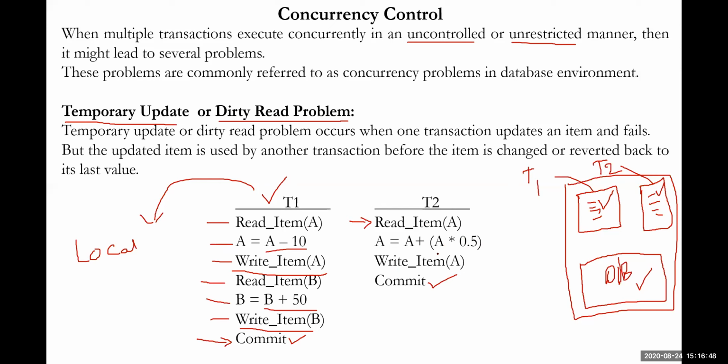Then while executing the transactions, when will a dirty read occur? A dirty read occurs when any one of the transactions fails before committing its value. Please underline this particular statement. Dirty read will occur. Otherwise, a temporary update problem will occur, when any one of the transactions fails before its commit, or before saving the modifications permanently.